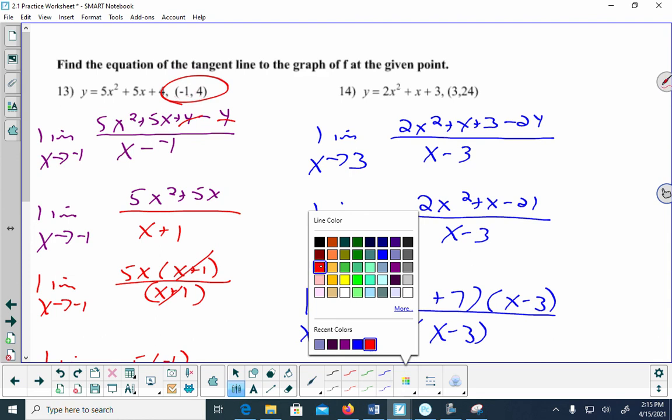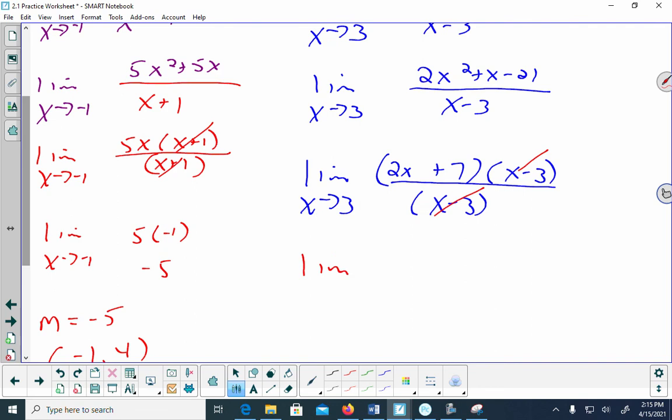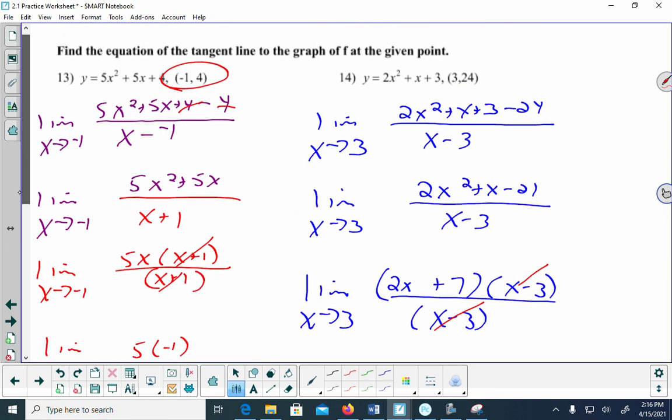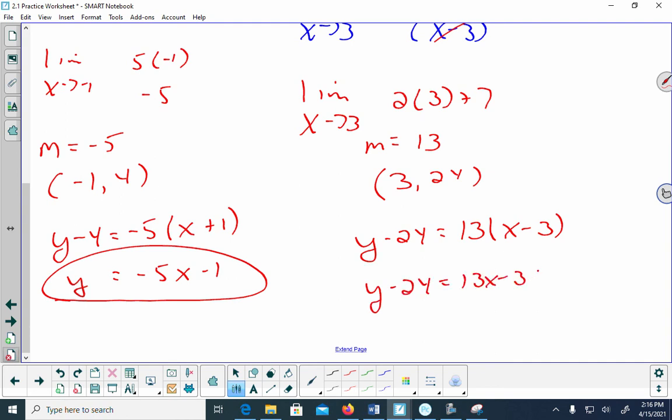Or you can factor it, whatever you do. So I am going to take the limit as x approaches 3. So this will be 2 times 3 plus 7, so this will be 13. So my slope of my tangent line is 13. I am going through the point 3, 24. So I'm going to do y minus 24 is equal to my slope times x minus 3. So y minus 24 is equal to 13x minus 39. So y is equal to 13x minus 15.